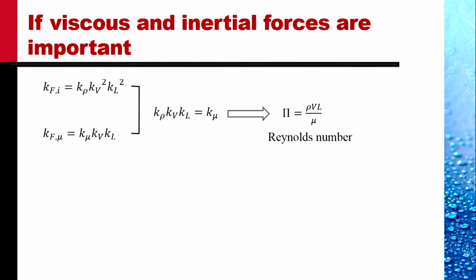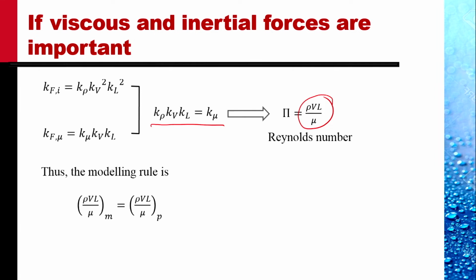The two scale factors, Kfi and Kf mu, should be exactly the same. And from this, we get K rho, Kv, Kl should be K mu. Or as we have done this before, we obtain rho VL by mu as the pi numbers. For similitude then, we need to match the Reynolds number. Thus, the modeling rule is the Reynolds number for the model should be same as Reynolds number for the prototype.